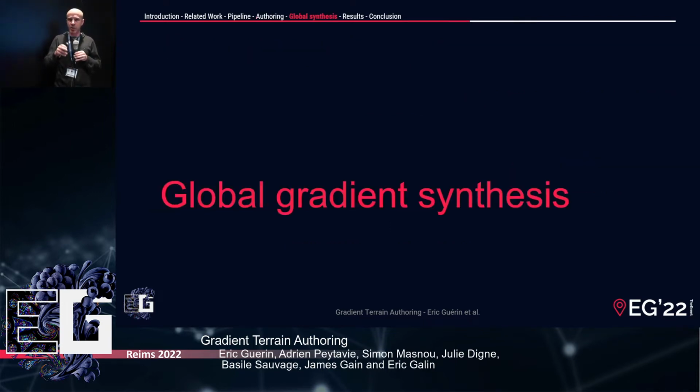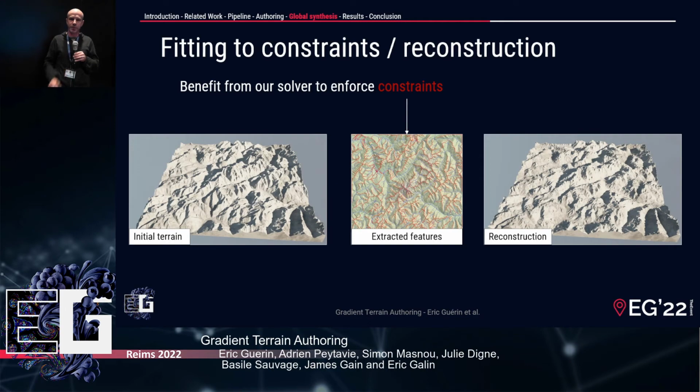So now, we have seen local additions. We will now see global terrain synthesis using gradients and constraints, of course. First of all, we can try to represent the terrain using only hard constraints. So what did we do here? This illustration indicates that our solver can combine hard constraints also with soft constraints that are built procedurally.